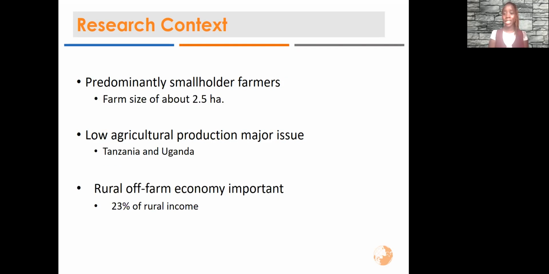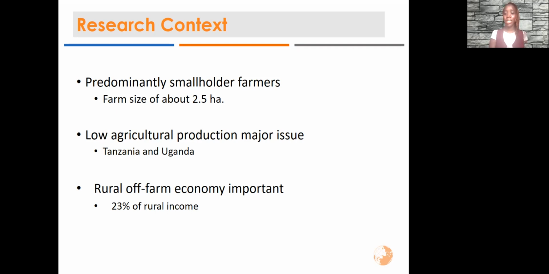The agricultural sector in East Africa is dominated by smallholder farmers who account for about 75% of agricultural production. This production occurs on farm sizes of about 2.5 hectares. Farmers in this region use traditional technologies and primarily consume their own produce.